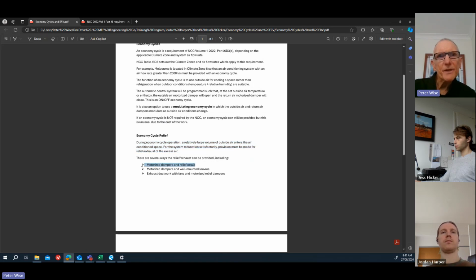You can have motorised dampers and relief cowls. So you might have, if it's just a single story building, put a cowl on the roof with a motorised damper and some ductwork. And while you've got economy cycle operating, open up the damper and let the air be pushed out. Or you can have motorised dampers and wall-mounted louvers, same principle, but if it's multi-story, you could have louvers on the walls, motorised dampers and let the air go out through the wall. Or you might put in exhaust ductwork with fans and motorised dampers as well.